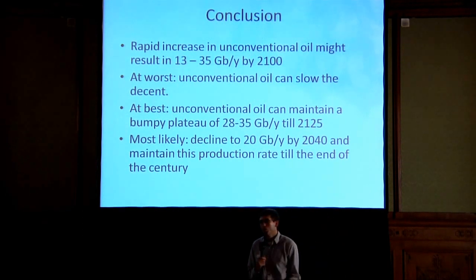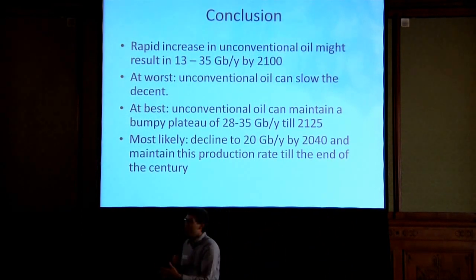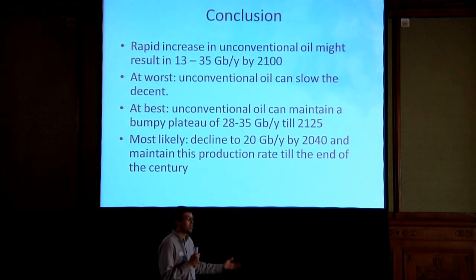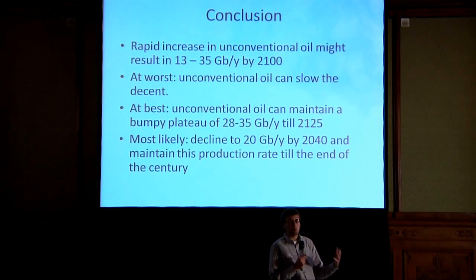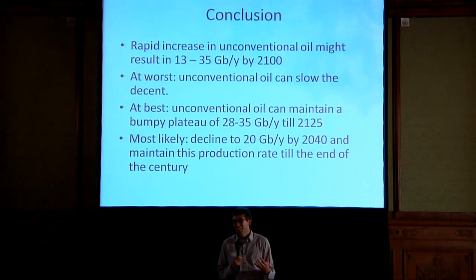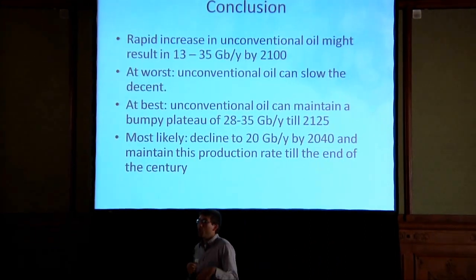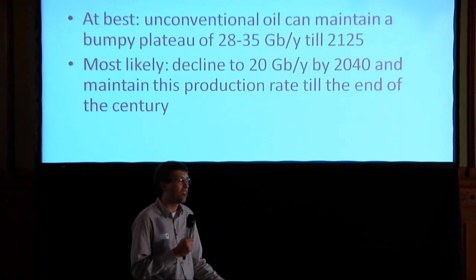Okay, so just a quick little conclusion. It's basically everything I just said. Worst case scenario, unconventional oil just slows our descent. Most optimistic as we can get, we get a plateau, but we're not going to get any growth, and the best case scenario is that we can maintain about 20 gigabarrels per year to the end of the century. So we need something else, and that's obviously for future research.